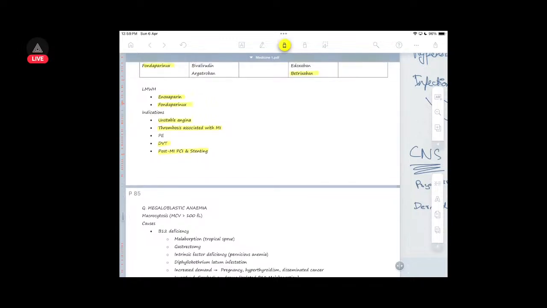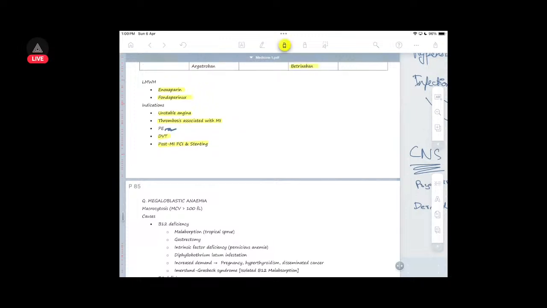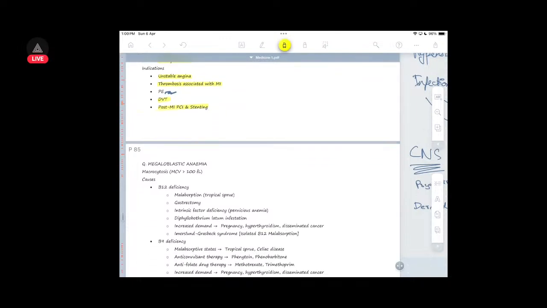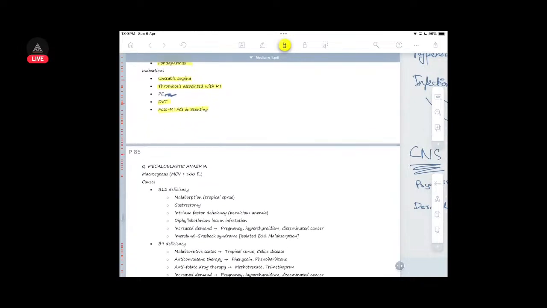I don't know what PE is. A lot of this they have used in this part. I really do not know what PE is. Peripheral edema.